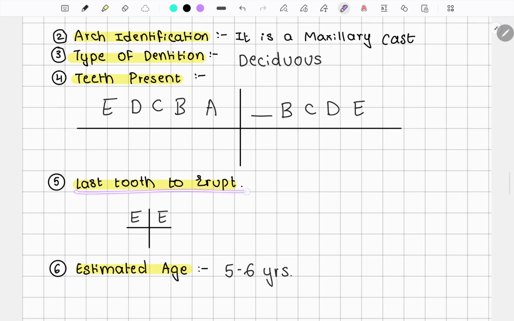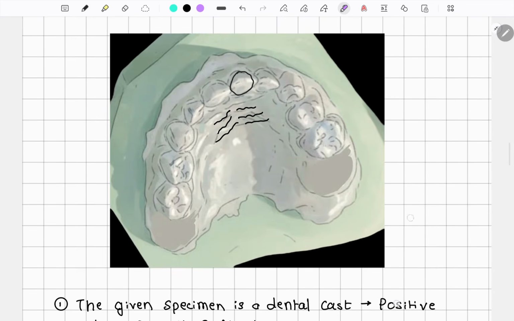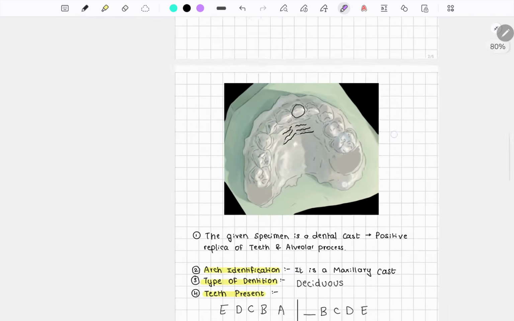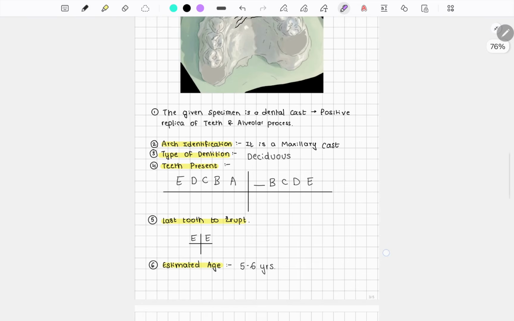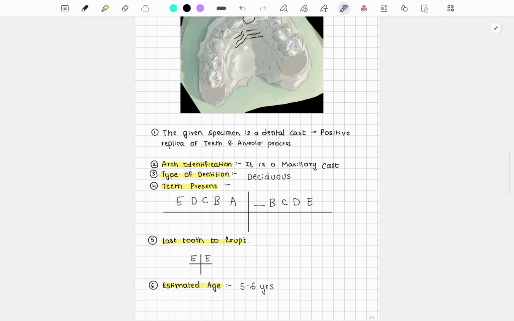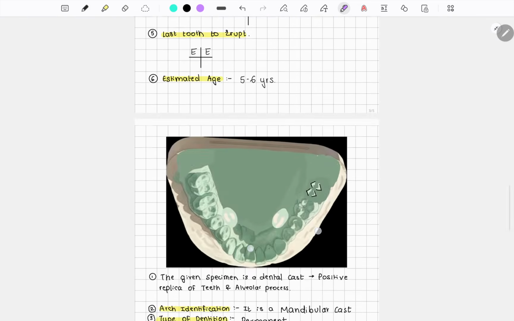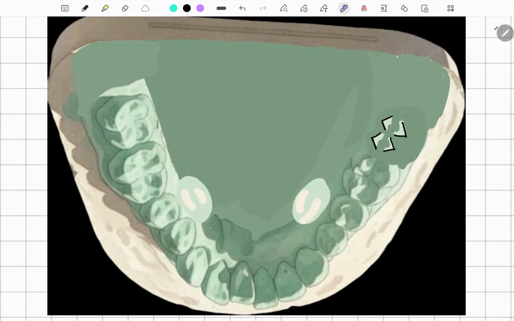Then we will see the last tooth to erupt is E on both the sides, and estimated age is 5 to 6 years. As there are no anomalies in this cast, we won't consider the 7th point. So this will be the answer for this particular cast. Moving on to the next example.